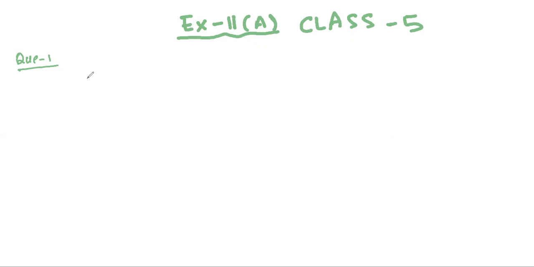The first question of this exercise is, which of the following figures has a reflection symmetry? If so, draw the line of symmetry. The first figure is given in your book on page number 167. Open page number 167 and check part A of question number 1, in which a smiley face is given. Is this a symmetrical figure? Yes, this is a symmetrical figure, and draw a line of symmetry like this.